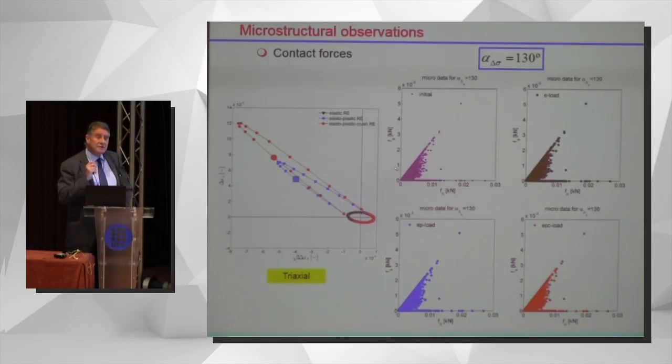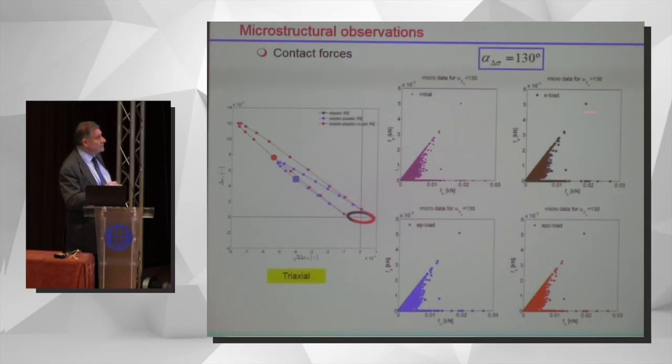Okay, just to finish, there will be a lot to say about microstructural observations. I'm just going to show one case, which corresponds to this case in which we went to this point through the triaxial, but they are all similar. This is the response envelope. I'm choosing this orientation, 130 degrees, which corresponds to this point here and this other point here.